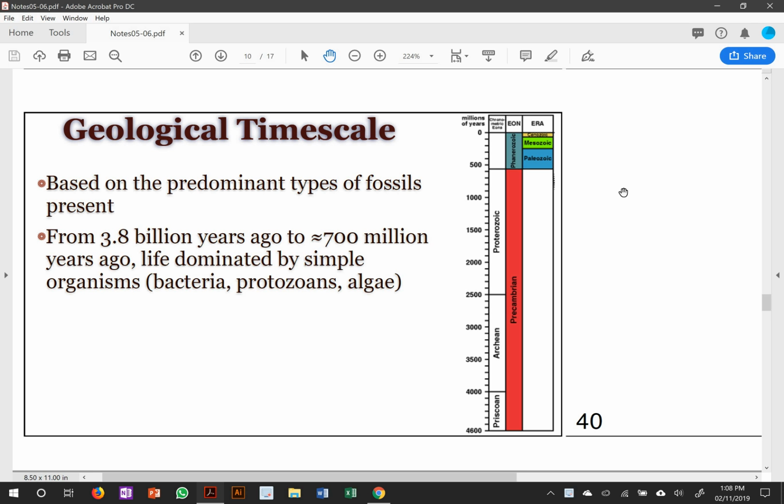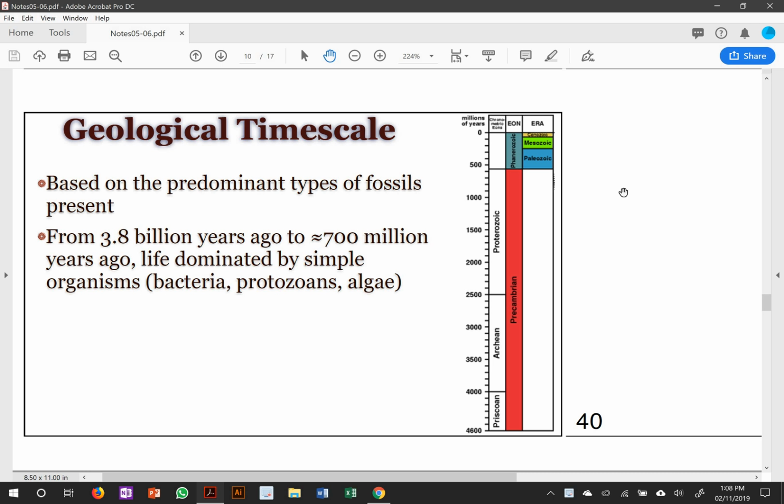Basically, I'm not sure what a Priscoan is. That should be, well, never mind. Anyway, it goes back to the formation of the Earth 4.6 billion years ago, all the way up to the present. So this is basically the history of life on Earth.